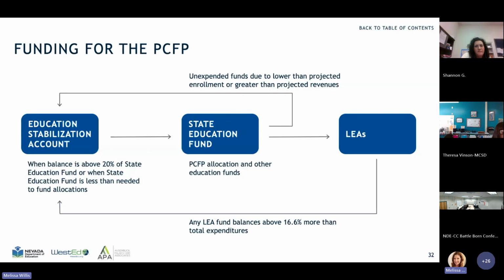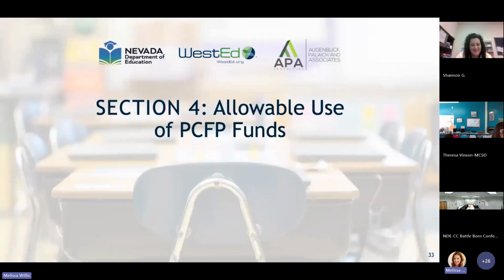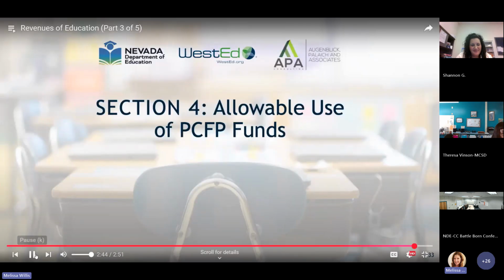Revenue collected in the State Education Account is 97% or less than the authorized amount, or the balance exceeds 15% of the appropriations authorized in the State Education Fund. Watch our next section in this series for information on the allowable use of PCFP funds.